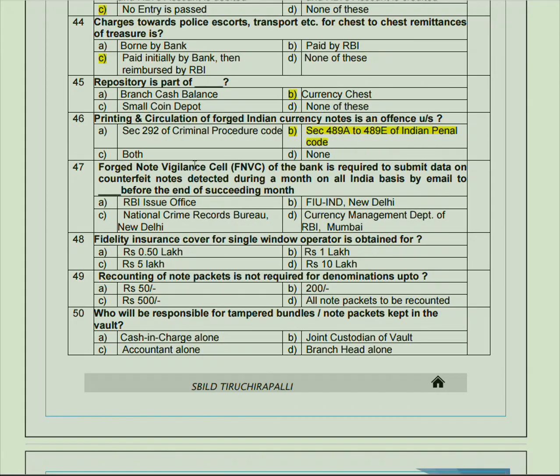So you can learn this. 47th, the forged note vigilance cell of the bank is required to submit data on counterfeit notes detected during a month on all India basis by email to dash before the end of the succeeding month.